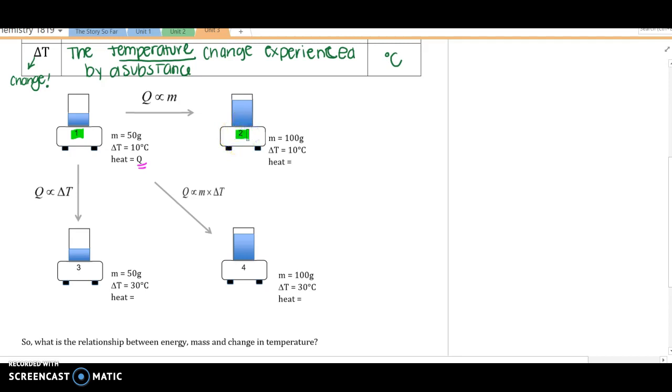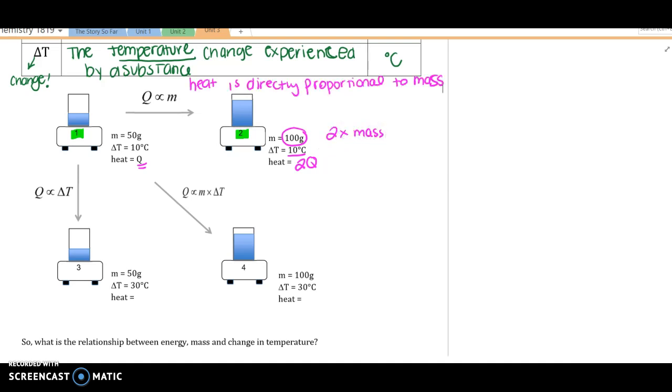Now we're going to compare situation number 1 with 2 as we have an increase in the mass. We've now doubled the mass of the substance, but the change in temperature has remained the same. What do we think is going to happen to the amount of heat required to increase the temperature of that substance? Make a prediction. If you guessed that it would take twice the heat that it did in scenario 1, you would be correct because we have 2 times the mass, so therefore 2 times the heat. This confirms that heat is directly proportional to mass.